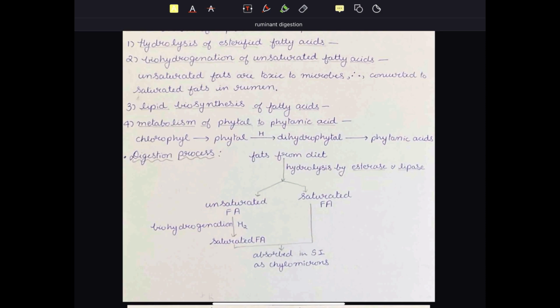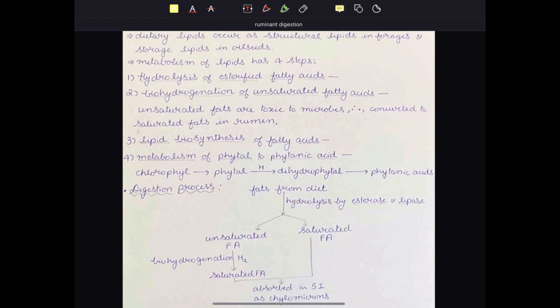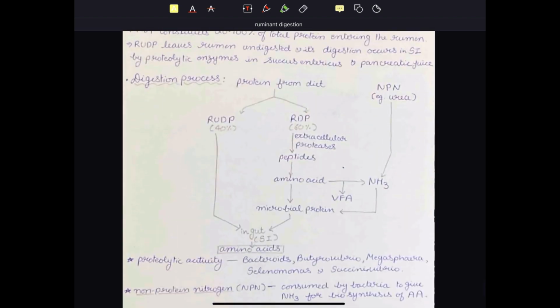Okay, then there's a fourth important thing in fat digestion of ruminants. It is the metabolism of phytol to phytanic acid. The chlorophyll that is present in the green part of the plants has phytol, and this phytol is converted to dihydrophytol and then finally phytanic acid to be utilized by the animal. Okay, so this is it for the fat digestion and protein digestion in ruminant animals.